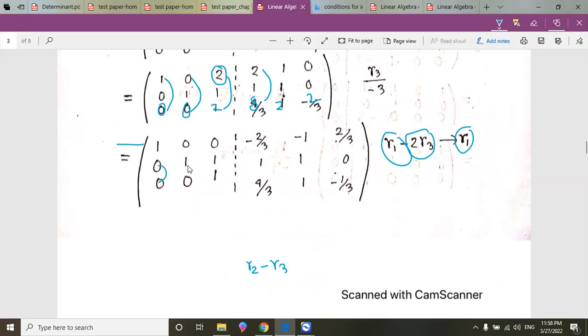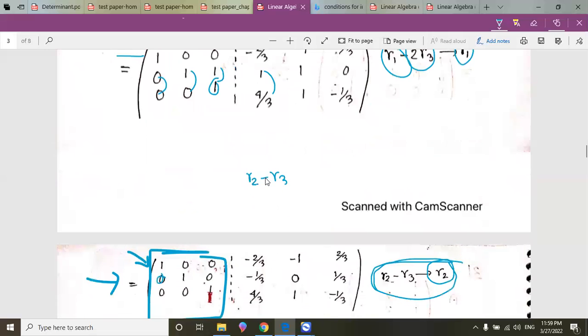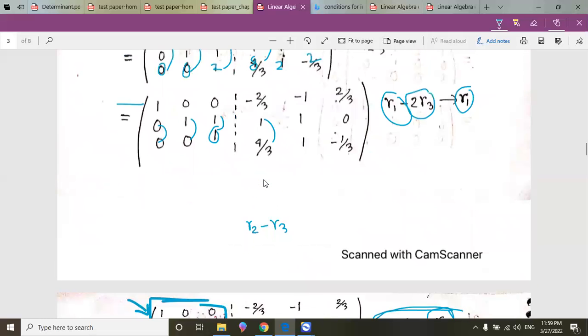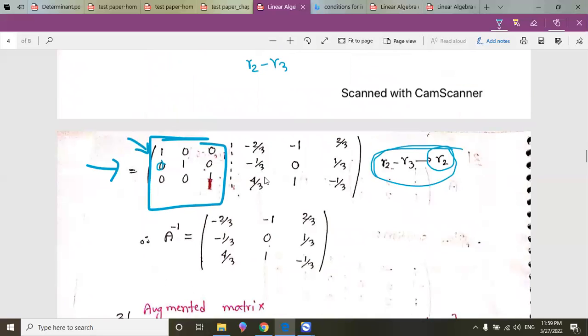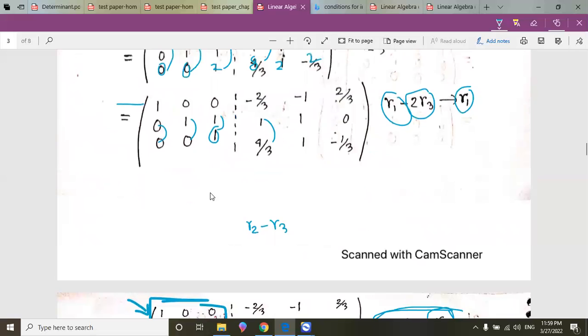So 0 minus 0 is 0. 1 minus 0 is 1. 0 minus 1 is 0. And 0 minus 4 by 3 will be 4 by 3, minus 4 by 3. So our identity matrix becomes like this, and this is our answer.